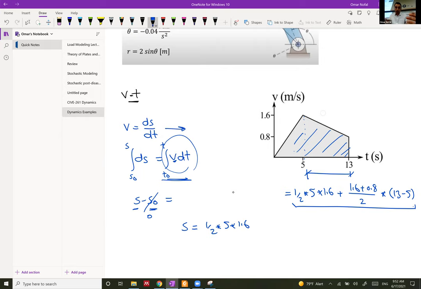Sometimes for erratic motion, it's a good idea to divide the motion. You might say from t equal 0 up to 5, you get the equation of this line, how v is changing over time. You know the slope and the constant is equal to 0, and then you get another equation for this one from 5 up to 13. But this is a long way. The best way is to get the area under the v-t curve. It will be much faster.